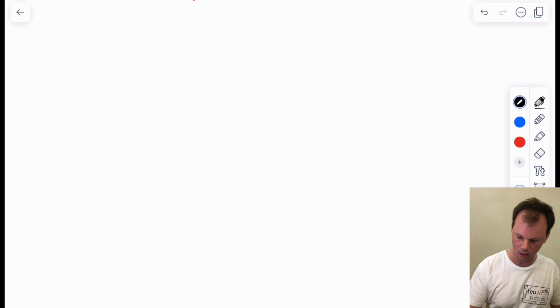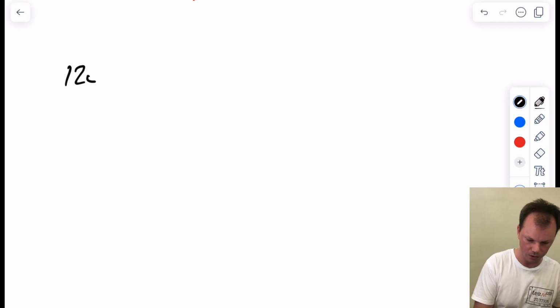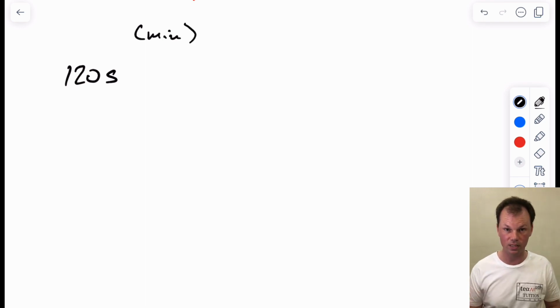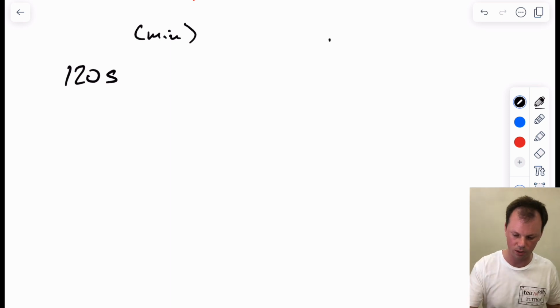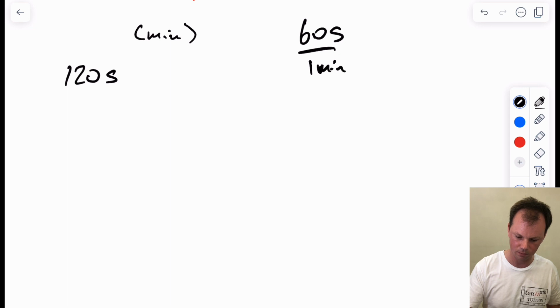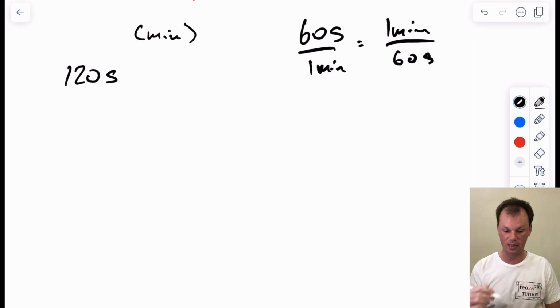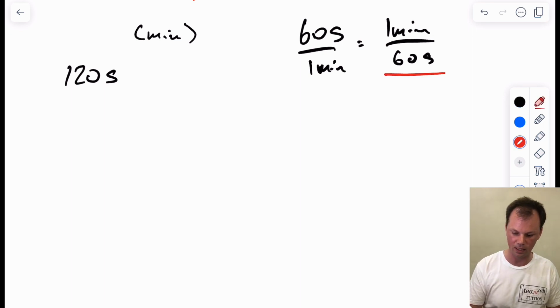Let's do 120 seconds, and we want to convert it to minutes. So in this case, we've got multiple representations of 1 between these two units. We could write 60 seconds in 1 minute, and 1 minute in 60 seconds, which is a bit of a weird way to say it, but it's true. Again, we want to multiply such that the seconds cancel out, so we're going to pick this one here.